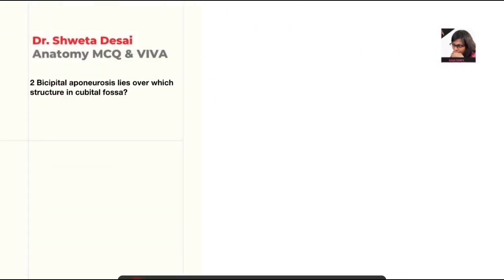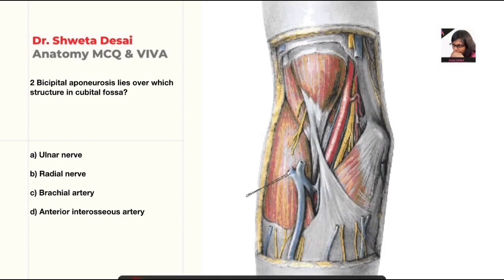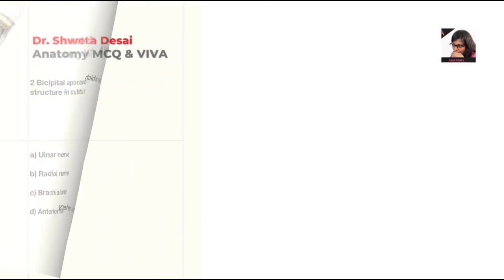Now question number 2. Bicipital aponeurosis lies over which structure in cubital fossa? Options are A, ulnar nerve, B, radial nerve, C, brachial artery and D, anterior interosseous artery. So in this diagram you can see this is the biceps tendon and this one is the bicipital aponeurosis, this is brachial artery and this one is the median nerve. So bicipital aponeurosis lies over the brachial artery. So the correct answer is C.